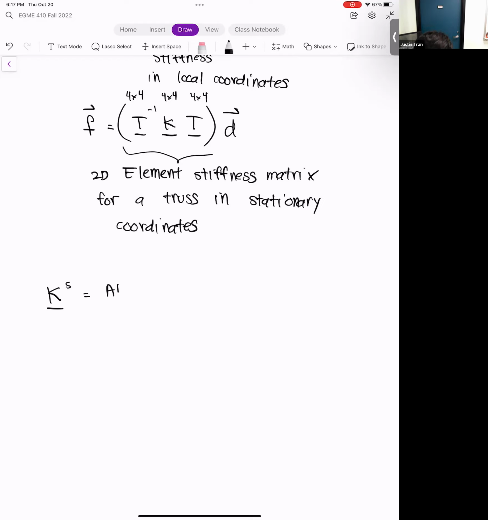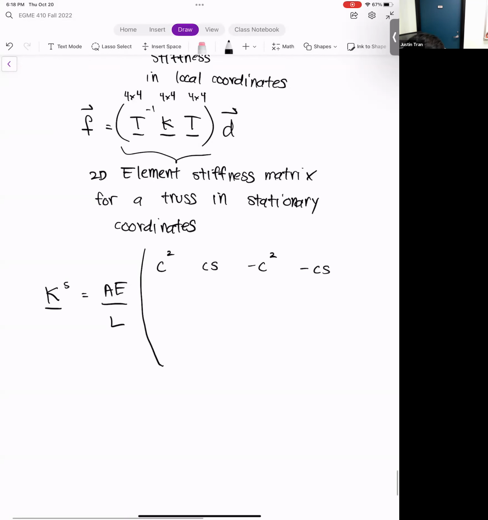This is equal to AE over L times a ton of cosine and sine terms. We're going to have cosine squared, cosine times sine, minus cosine squared, minus cosine sine. Then we have sine squared, minus cosine sine, minus sine squared, and cosine squared, cosine sine, sine squared. So we have a 4x4 matrix. The reason I only put the upper half of the matrix is because this matrix is symmetric, so the bottom half is going to be the same as the top half.